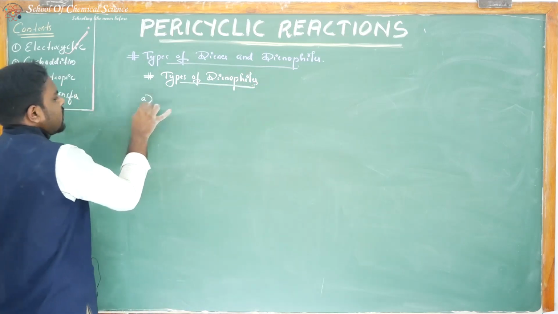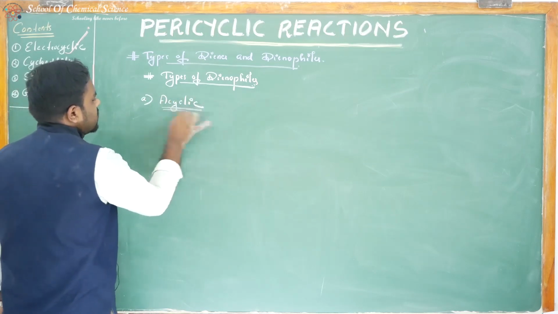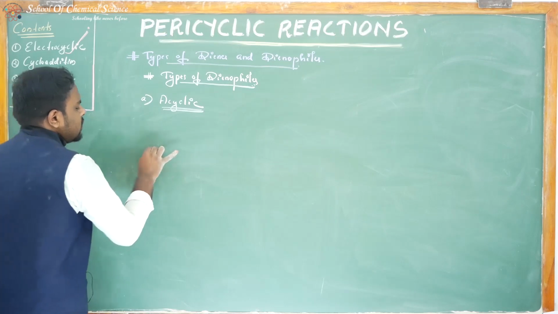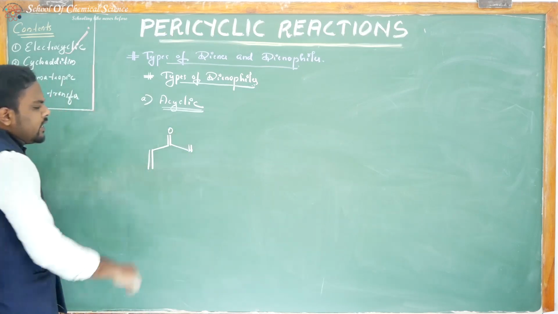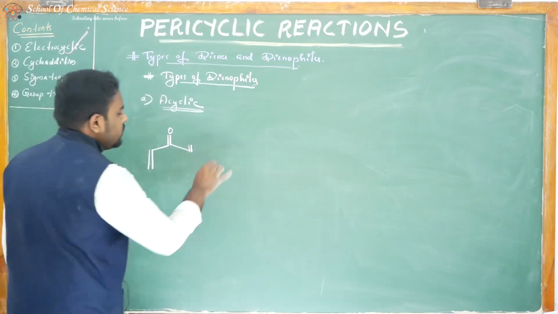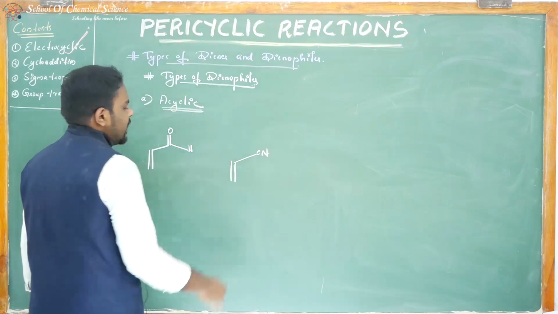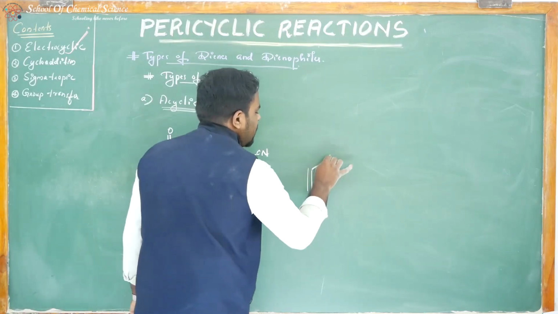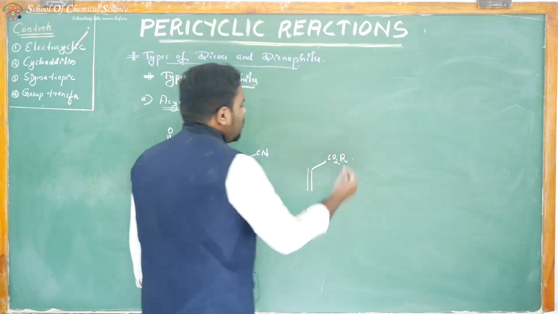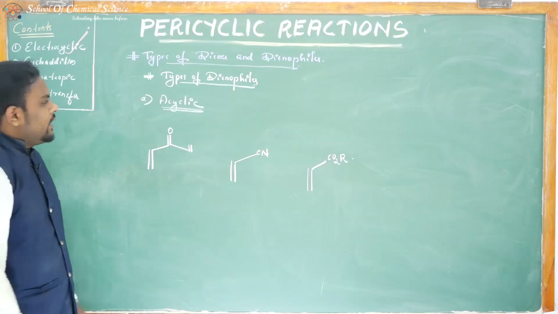First one, acyclic dienophiles. For example, this is an example of a dienophile. Here a pi bond is there. Then another example of an acyclic dienophile, cyanide. Then another example, CO2R. All these are examples of acyclic dienophiles.